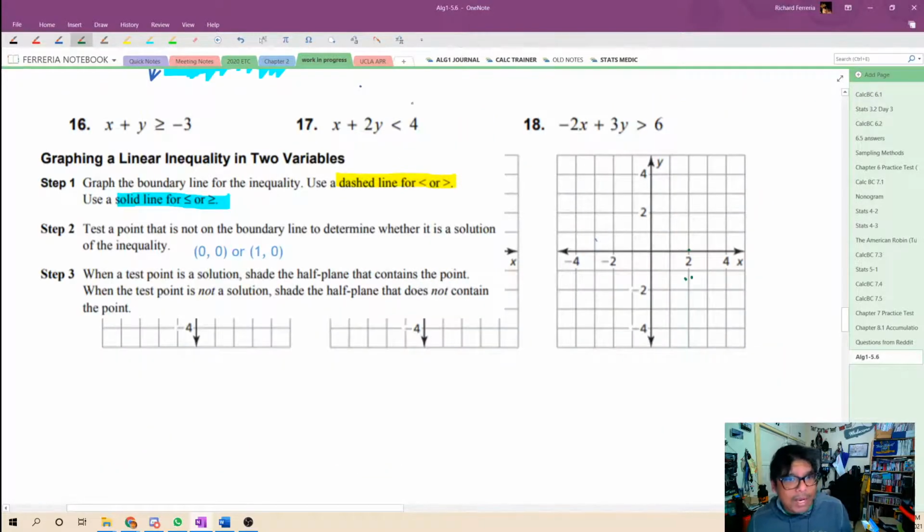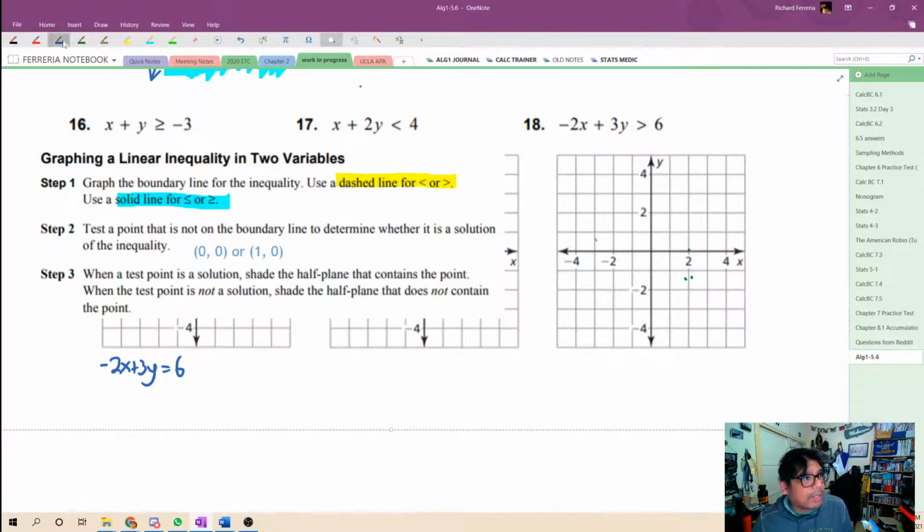Last problem, number 18. We've got negative 2x plus 3y is greater than 6. Let's graph this using intercepts because this is in standard form. Let's write that: negative 2x plus 3y is equal to 6. We're finding the boundary, so we change that to an equal sign.